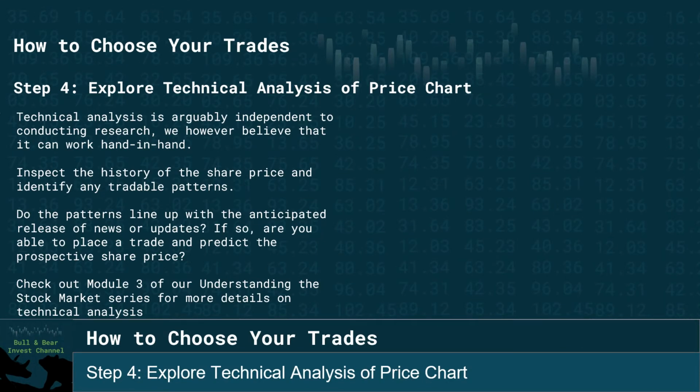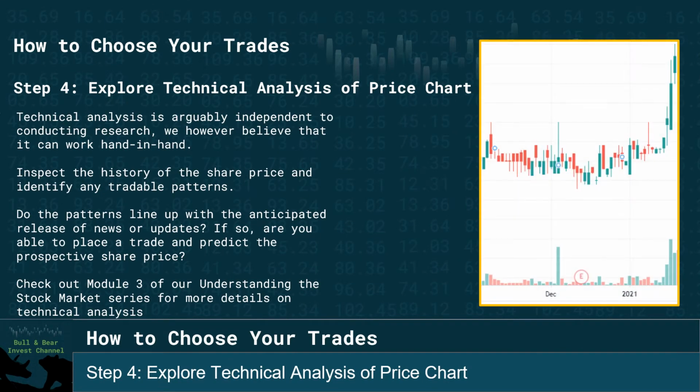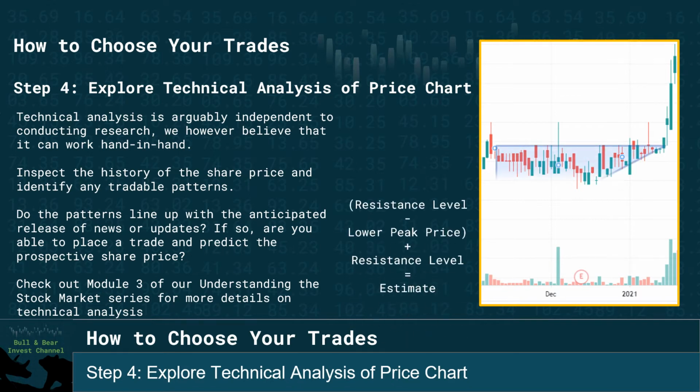Step 4. Explore technical analysis of price charts. Technical analysis is arguably the independent conducting research. However, we believe that it can work hand in hand. Inspect the history of the share price and identify any tradable patterns. Do the patterns line up with the timeline of anticipated release of news or updates? If so, are you able to place a trade and predict the prospective share price? Check out Module 3 of our Understanding the Stock Market series for more details on technical analysis.